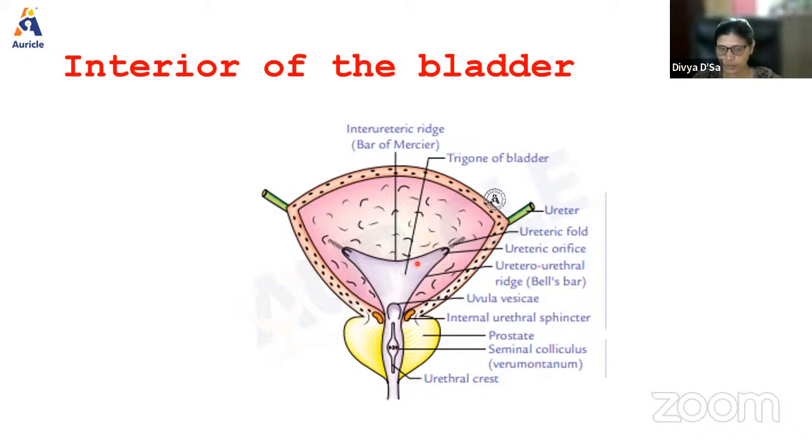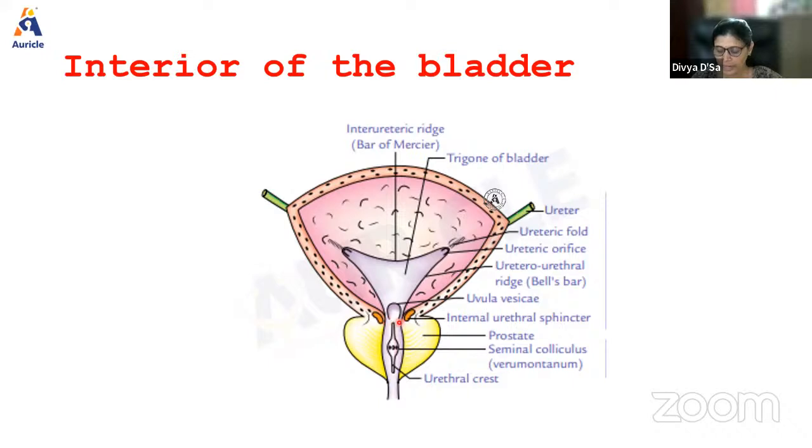So here the mucous membrane is very tense and glistening because there is absence of the submucosal layer. Histologically, when we talk about mucosa and submucosa, that layer is absent here. That is why it is very tense and glistening. So the boundaries of this trigone: the apex is directed downwards and forwards, and it is formed by the internal urethral orifice, guarded by the internal urethral sphincter. Okay, so that is the apex.